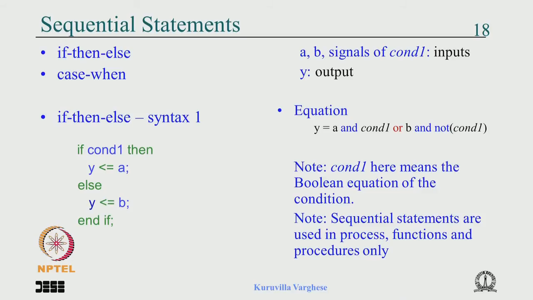So let us now move on to the sequential statements, which are more useful, more complex than the concurrent statements like with select and when else. There are two types. This is identical to what you have learned in C language or sequential languages. So you have if then else and case when. Only thing is that it is now related to the hardware. We are describing the hardware.